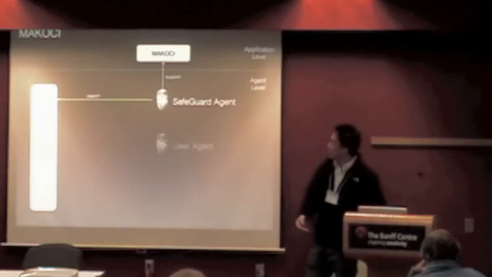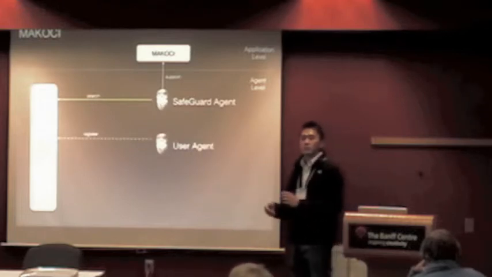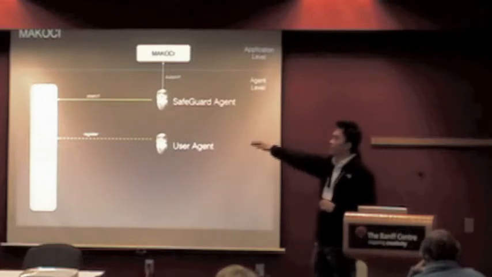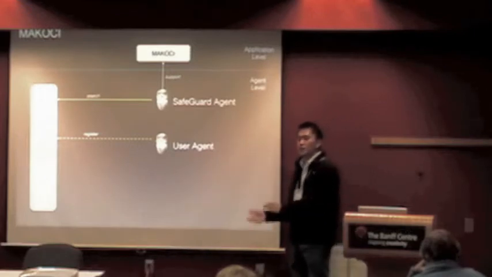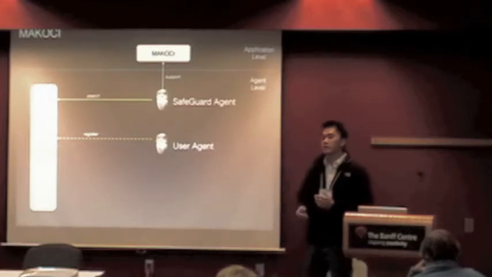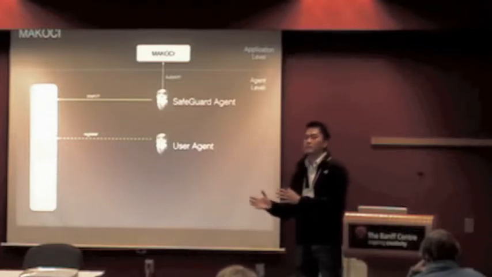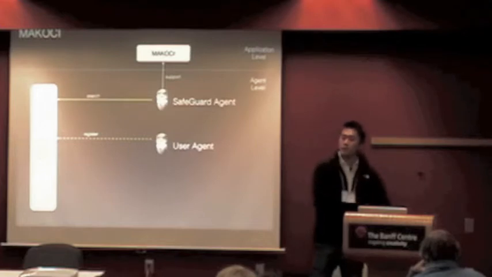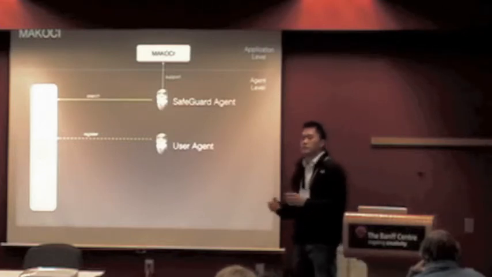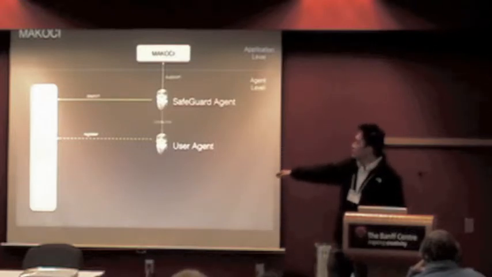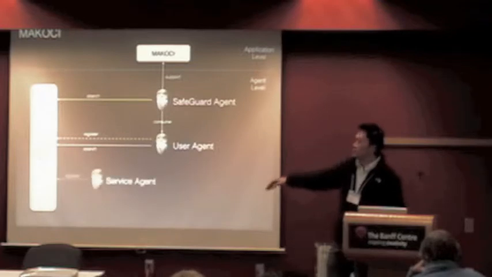So if a user agent is available in the directory facilitator, the safeguard agent will find this user agent to do the following jobs, such as monitoring users' activities, or helping the user register their SOS into our web portal, or helping the user search any SOS in our web portal. So this is a user agent, and the user agent will call the service agent.